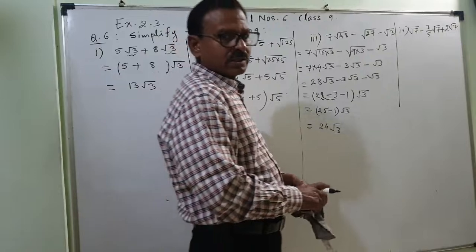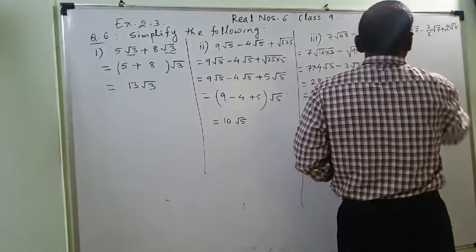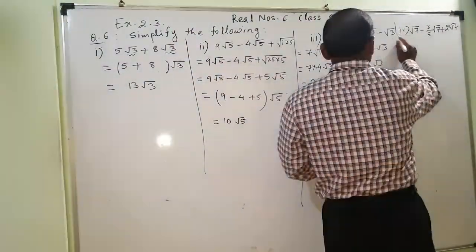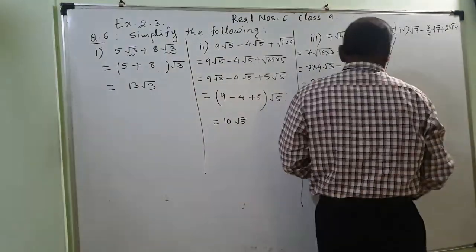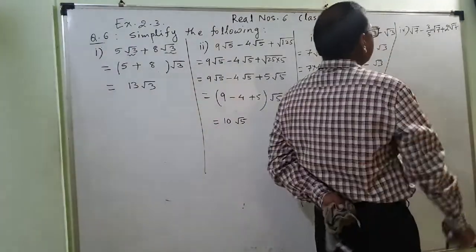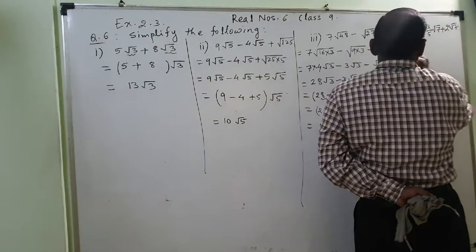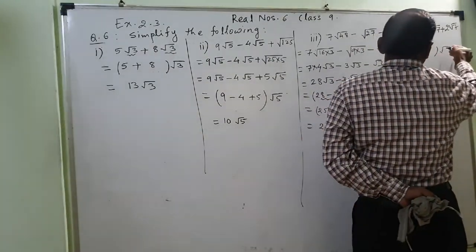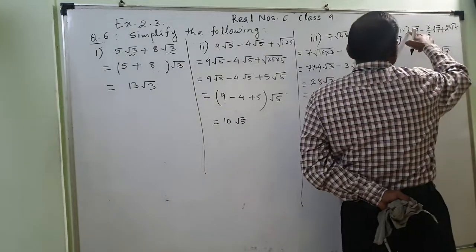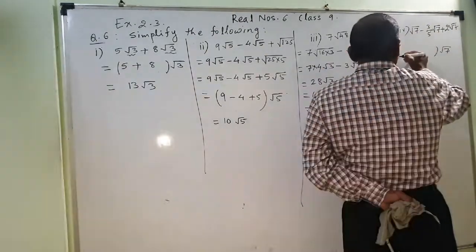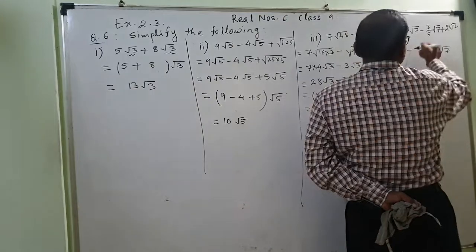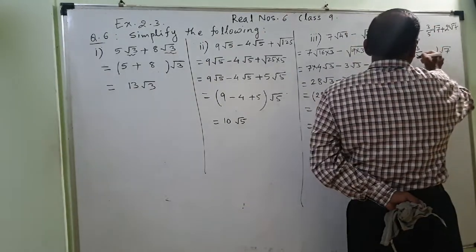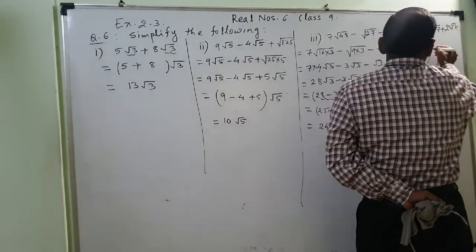Hope that you have understood this. Now for this, I will make some place over here to write. Here root 7 is common. So this is equal to, if I am taking root 7 common, what will be remaining here? It is 1 root 7. So 1 is there. Minus, this is 3 upon 5 and plus this is 2.